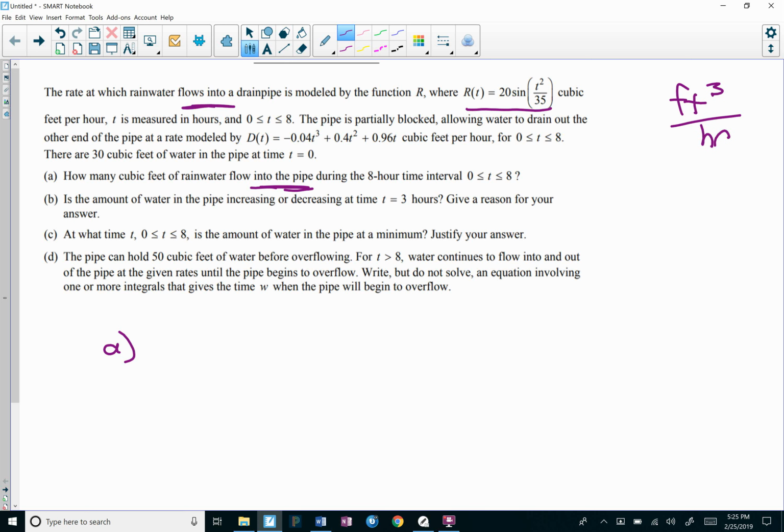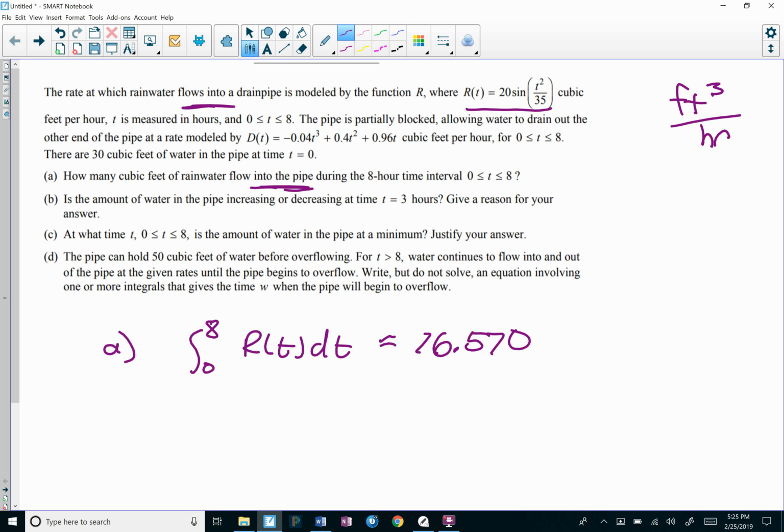If we go backwards, it's going to take away the rate. It's just going to be feet cubed, which is the amount of water, exactly what we want. So we're going to do the integral from 0 to 8 of R of T dt. It's calculator active, so you simply type that in your calculator. Do not try wasting your time integrating that. It's not going to be very doable.